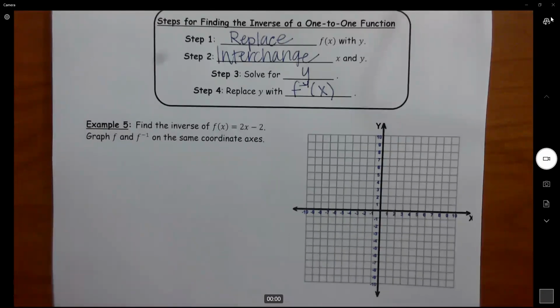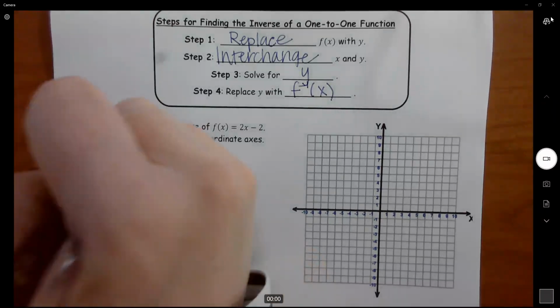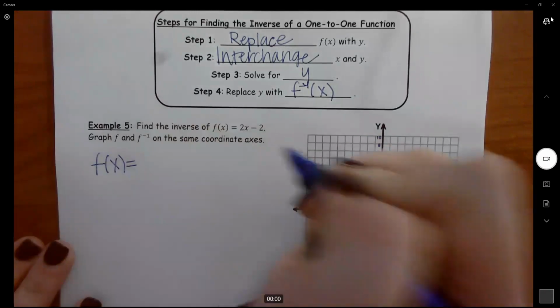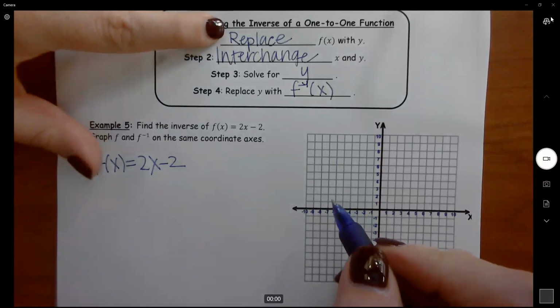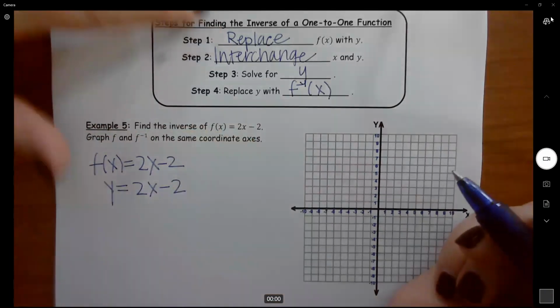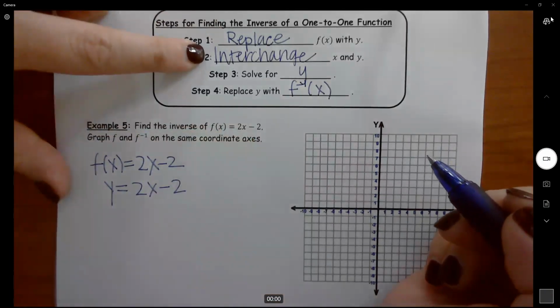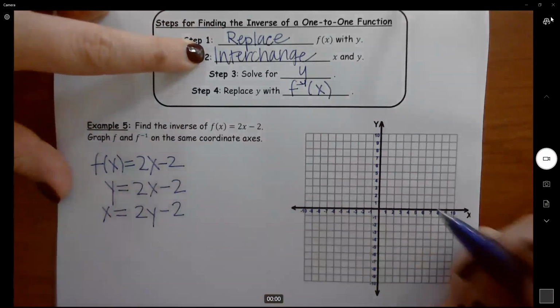Okay, so let's try example 5, find the inverse. And then I want to graph f and my inverse on the same coordinate axis. So I'm going to rewrite my function down here. Okay, so my first step is to replace f of x with y. So I've got y equals 2x minus 2. Then I want to interchange my x and y. So now I've got x equals 2y minus 2.